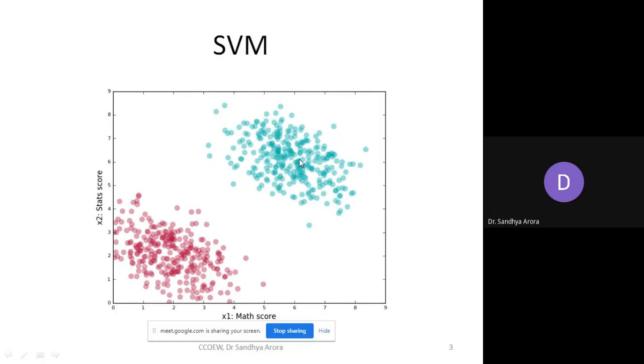So what is our purpose? Basically, we need a classifier, an algorithm which takes maths and stat scores as input and can classify the data for the ML course. The red and green color codes are for the ML course, the x1 axis is the math score, and the y axis is the stat score. So you can see a clear classification.